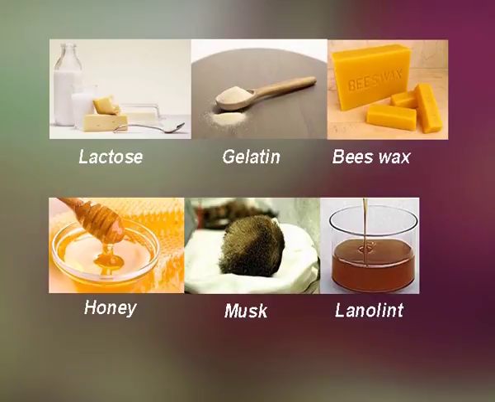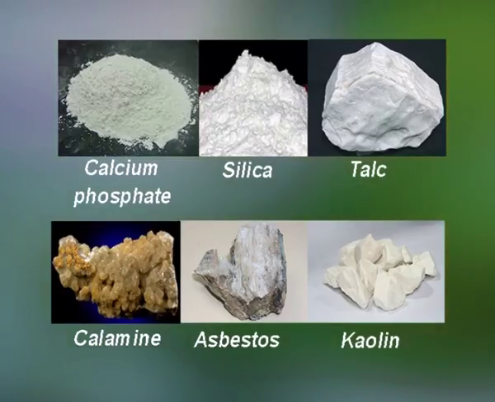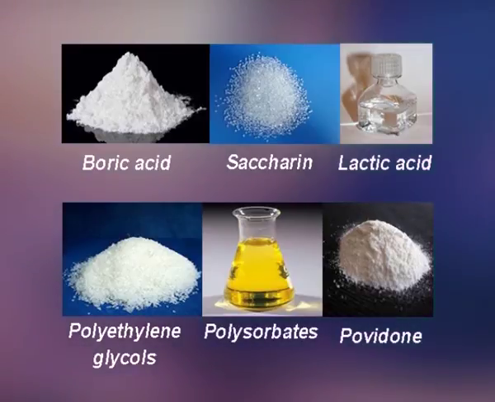First one, based on origin. Animal source, examples are lactose, gelatin, stearic acid, beeswax, honey, musk, lanolin, etc. Vegetable sources of additives, examples: starch, peppermint, turmeric, guar gum, acacia, etc. From mineral sources, examples are calcium phosphate, silica, talc, calamine, asbestos, kaolin, paraffin, etc. Synthetic sources: boric acid, saccharin, lactic acid, polyethylene glycol, polysorbates, povidone, etc.